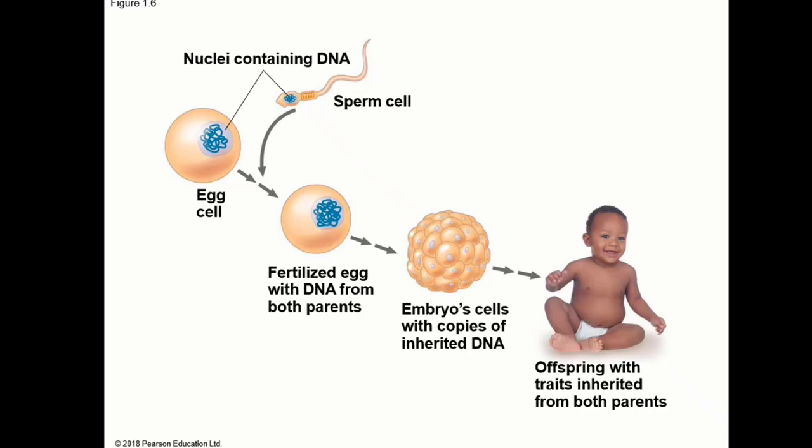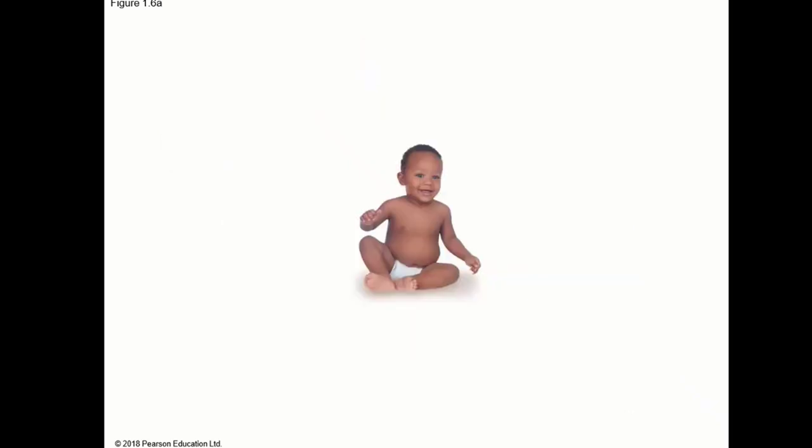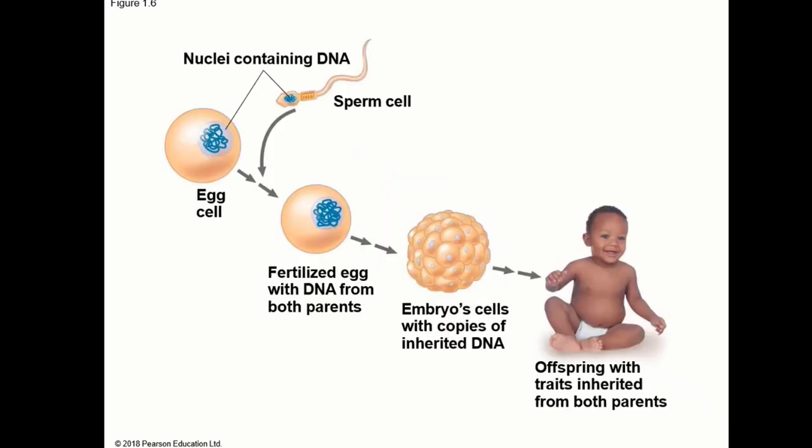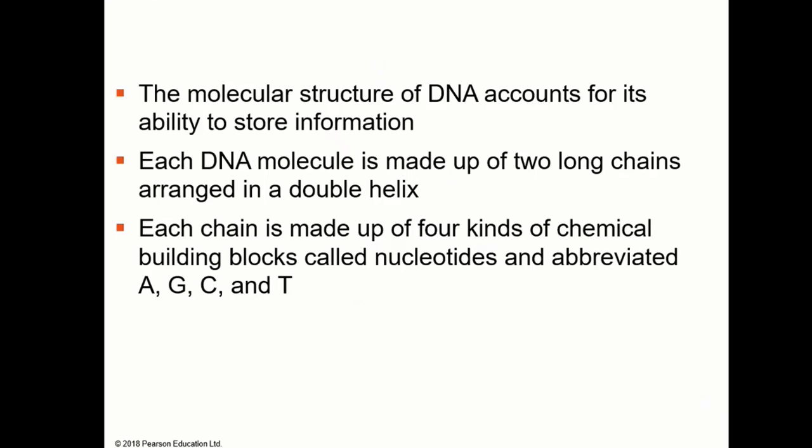So in structural form, or at a linear level, there's nucleic DNA where a sperm meets an egg cell, you know the drill. That egg will be fertilized with the DNA from both parents. Then it will form what we call an embryo cell with copies inherited from both parents, and the offspring will have the traits of both parents. That's the simple form of it, which I'm assuming most of you know about, and it's not even very hard to grasp. And that's the little cute baby there, which comes from this process.